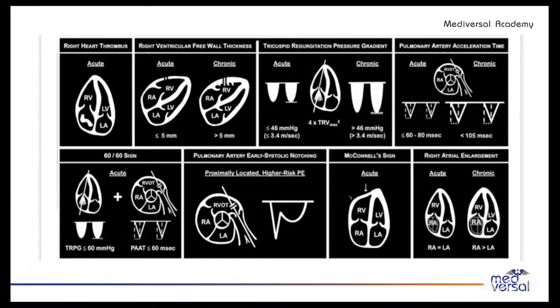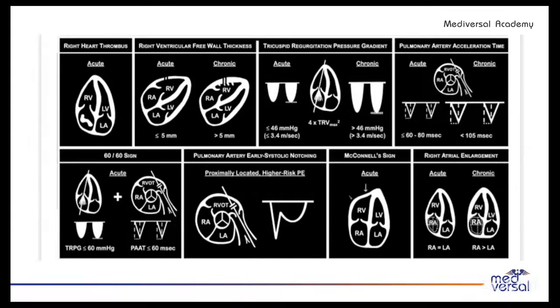Generally, we will get it by subcostal view and placing M mode over the right ventricle. In acute pulmonary thromboembolism, the thickness will be less than 5 mm. If it's chronic, it is more than 5 mm. And for tricuspid regurgitation pressure gradient, in acute it is less than 46, and in chronic it is more than 46. And pulmonary artery acceleration time in acute is generally between 60 to 80, and in chronic it is less than 105 milliseconds.